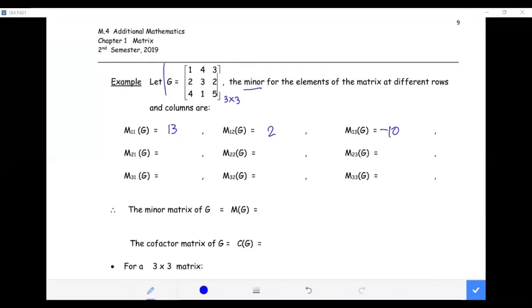Next one, we go to 2, 1. You have to cut out row 2 and column 1. So what you have is 4 times 5 is 20, and 1 times 3 is 3. 20 minus 3 is 17. I didn't do it wrong, right?